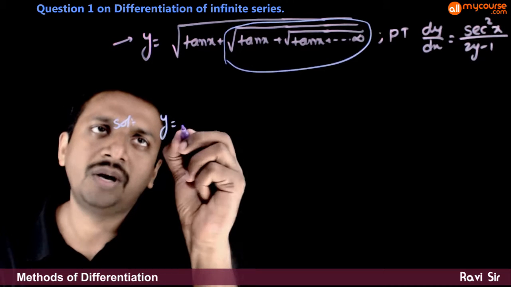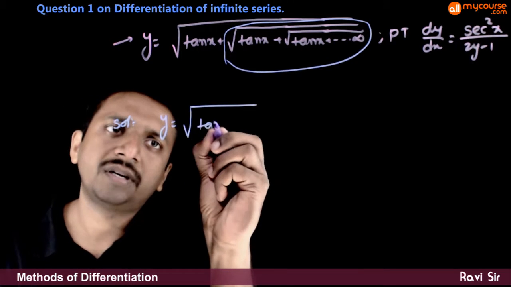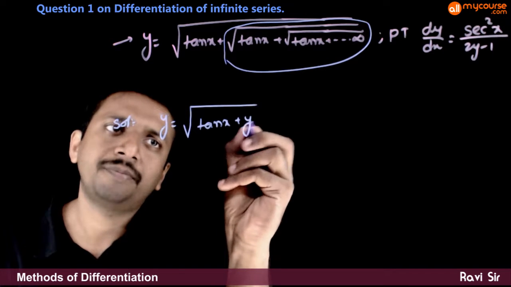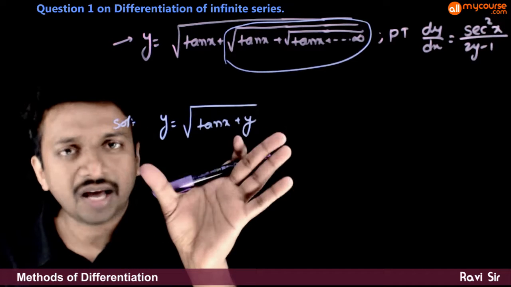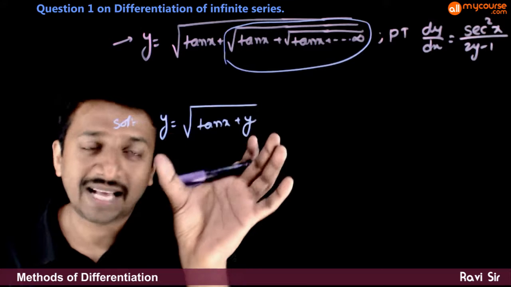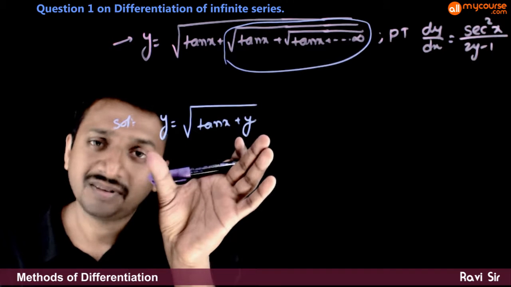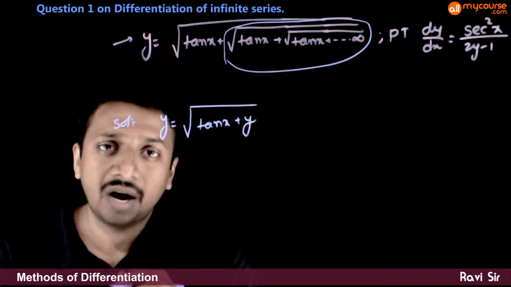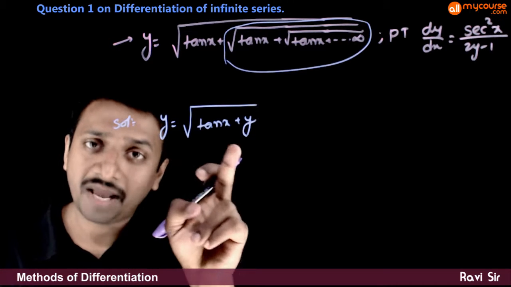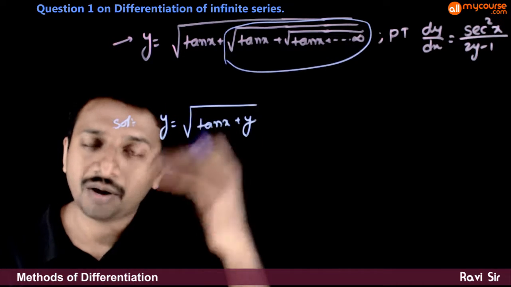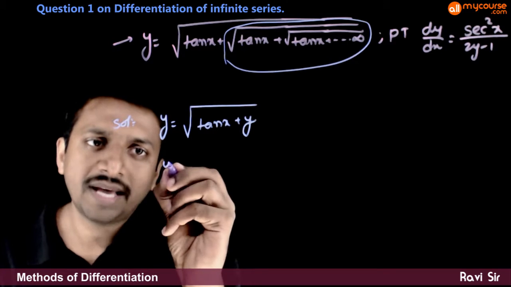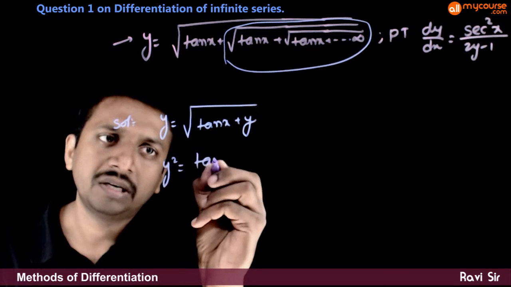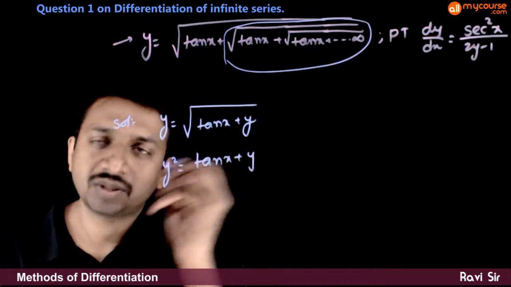So y is equal to root of tan x plus y. So now the infinite sequence has been simplified. Now this has become a differentiation question. Just need to differentiate this. So how do we do this? Instead of applying log on both sides, you can square it on both sides. That will be easy. So y square is equal to tan x plus y.